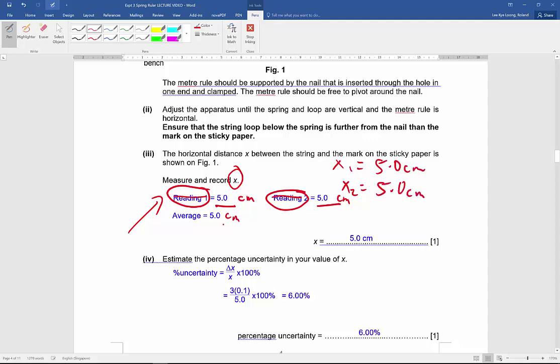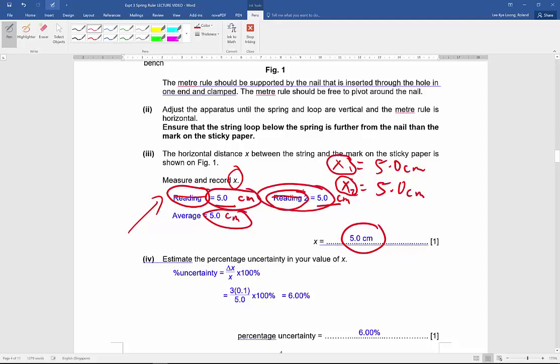And then the average reading should be of the same precision as your measured data. So it is also 5.0 cm, and then you repeat it here. The first thing to tell you is, please use the correct symbol to denote it, because they ask you to measure x. So don't write things like reading 1, reading 2. Anything that you record, the unit must be there.